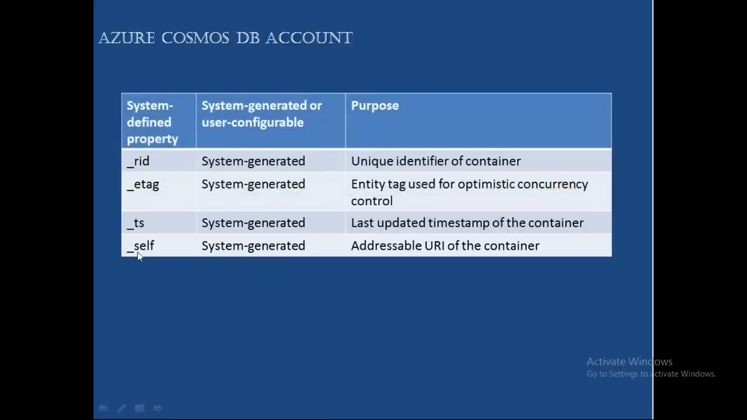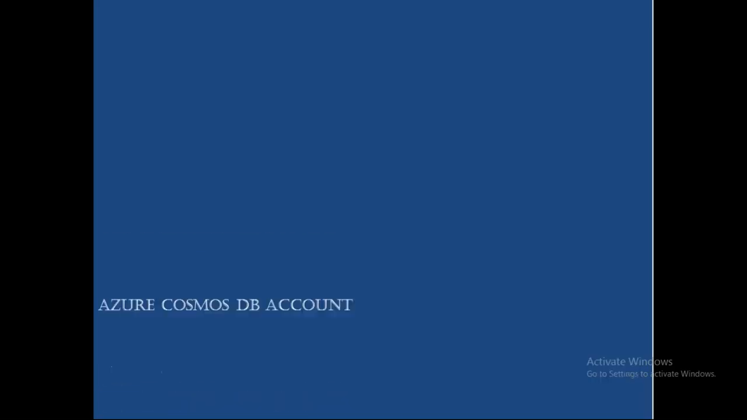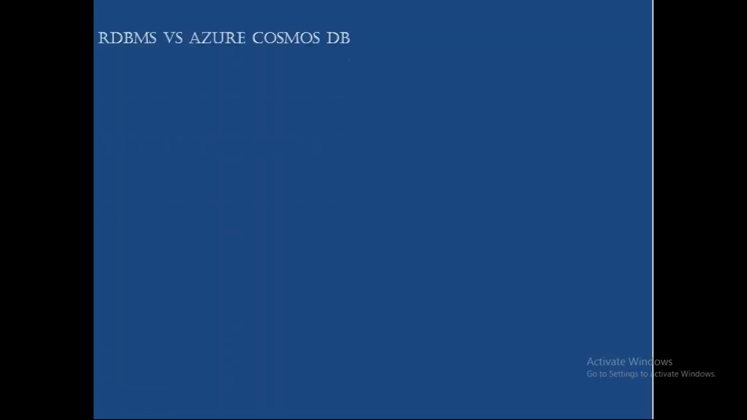remember. Next, _self means the addressable URI of the container. So this _self indicates the address of the URL, right? This is the address of your container. This particular address you need to use when you are trying to read these items from Azure Databricks, all those things. You can use these things. Clear? Don't worry, this is the first time for you.